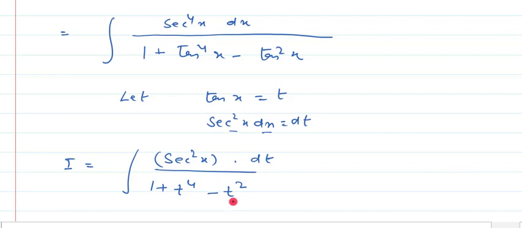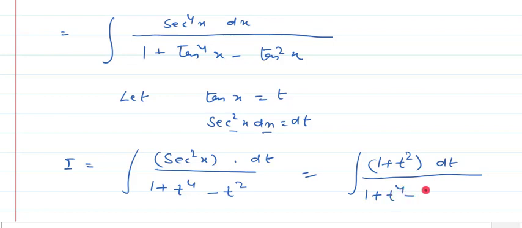Here one variable is x and the rest we are proceeding in t, so that is not possible. So what should we do? We should change this secant square x again into 1 plus tan square x, and tan square x we can write as t square. So further this can be written as 1 plus t square dt upon 1 plus t power 4 minus t square. And now the same question is in front of you that we have explained in the starting. So I hope, I believe that you can do it very easily.